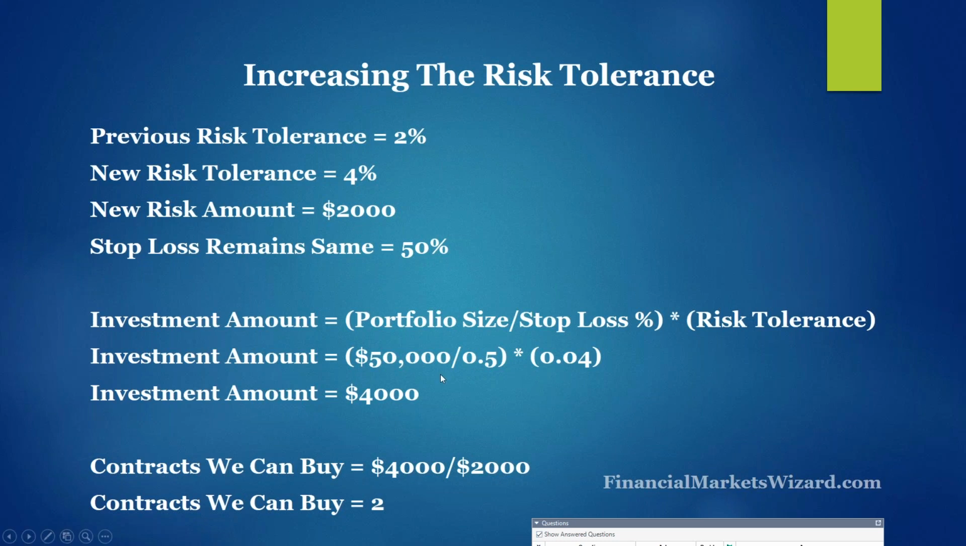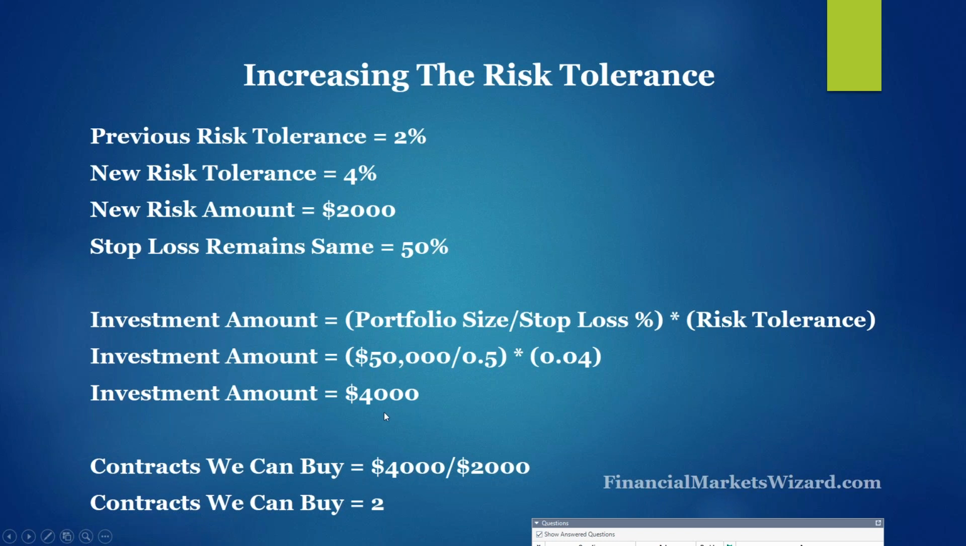You just plug in the numbers in this formula. 50,000 is your portfolio, 50% is your stop loss. Now it is 4% risk tolerance. So $4,000 you should be investing in Amazon. So if you are willing to invest $4,000, how many contracts can you buy in Amazon? You can buy 2, but you have to know that you have increased your risk tolerance to 4%. So you're willing to lose 4% of your portfolio in this trade. So if you understand this, you are willing to buy 2 contracts of Amazon.